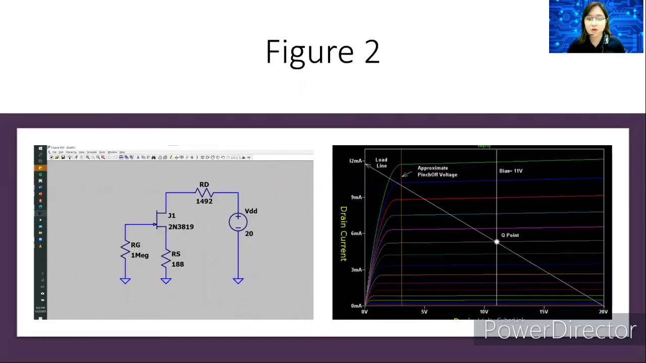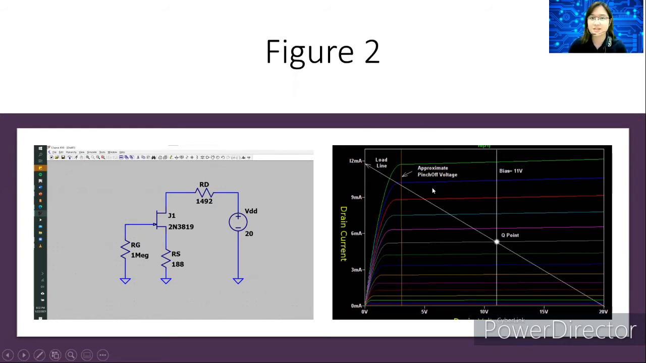For figure 2, for a self-biased JFET amplifier, we will now add 3 resistors. The gate resistor holds the JFET gate potential at 0 volts and sets the input resistance. The source resistor is used to bias the source terminal. To set the voltage gain, a drain resistor is used.